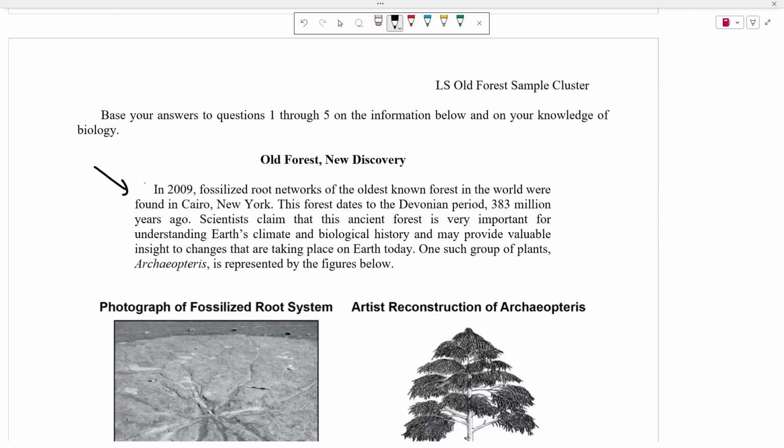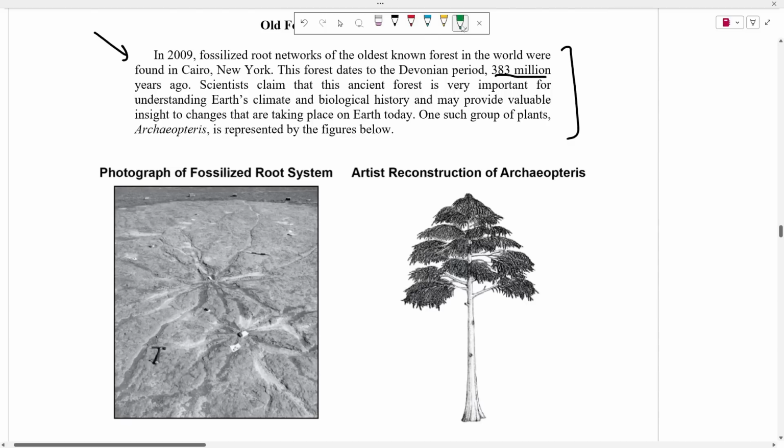One such group of plants, Archaeopteryx, is represented by the figures below. So we know that the earliest trees that we can find on this planet Earth came from the Devonian period 383 million years ago. And how do we know this? Well, we found fossilized root networks in New York State. We can see here how these cracks, or these kind of ridges in the rock, because they had to dig this out, show old roots, right? Root networks from these trees that were called Archaeopteryx. And finally, they use this information within root networks to estimate what these ancient trees looked like. So this is what those ancient trees kind of look like.